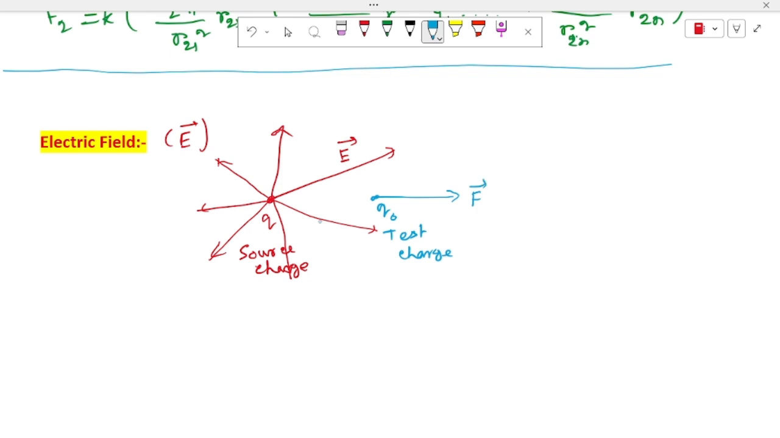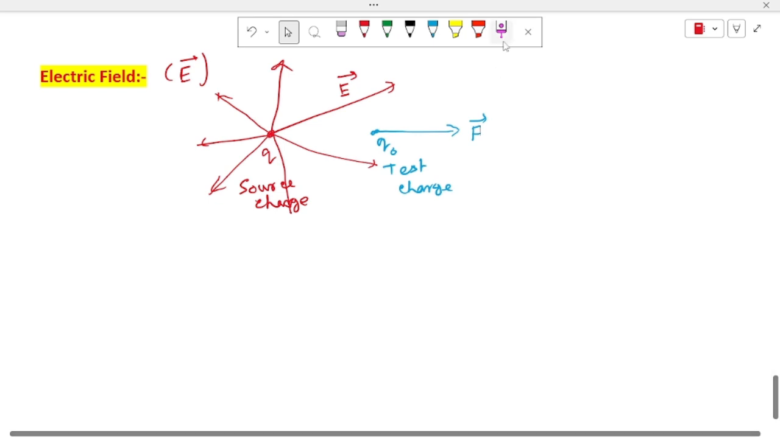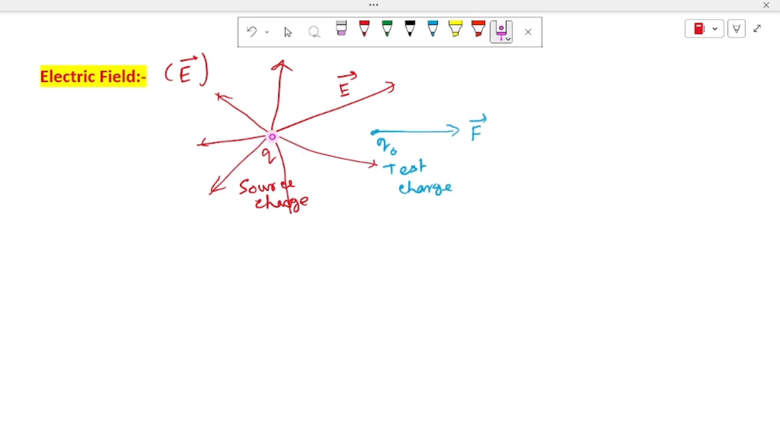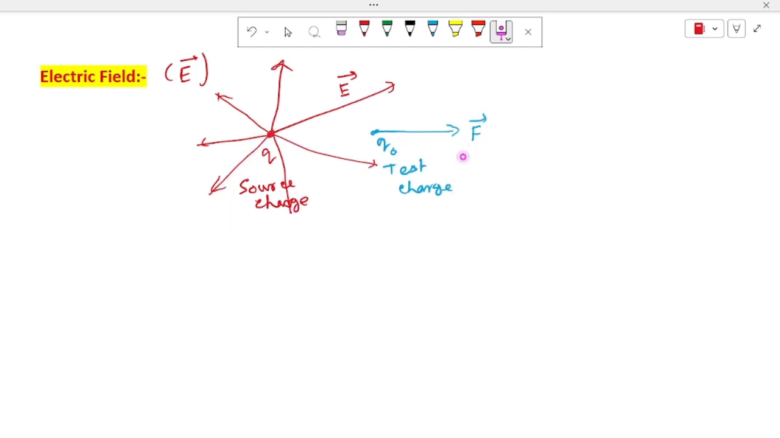So this is a two-step process. The source charge will create the electric field, which is spherically outward. And in this field, if you put a test charge, it will experience this electric field and feel the force. So the expression of force is F is equal to Q naught times the electric field vector.